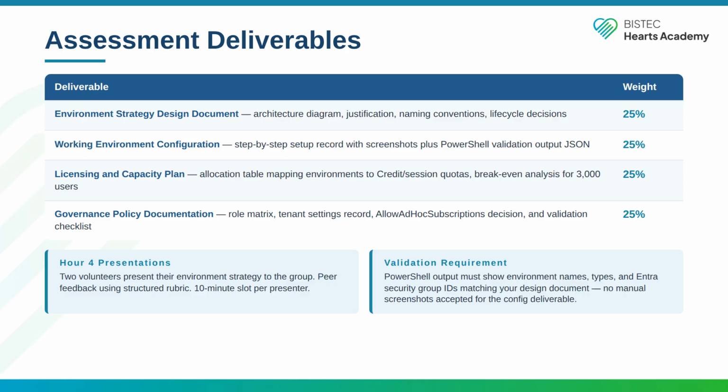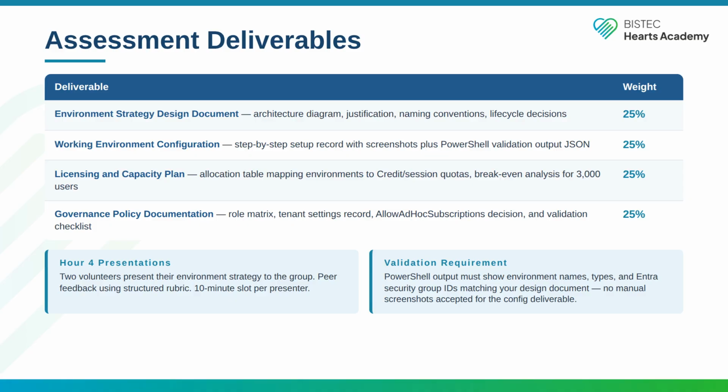This is the document you would hand to a new admin who inherits your tenant. The working environment configuration is your proof of execution, a step-by-step setup record with screenshots, and the PowerShell validation output as a JSON file. Both are required. Either one alone is an incomplete submission.